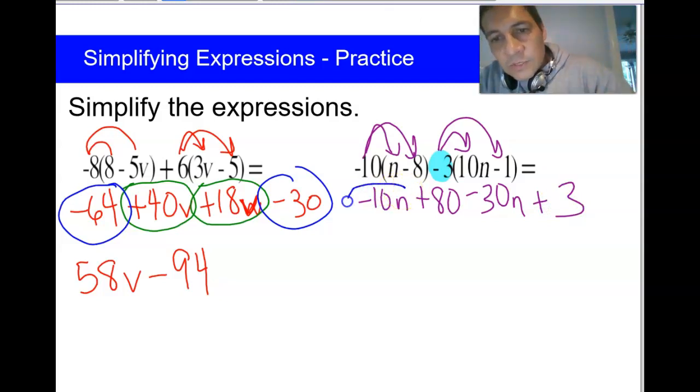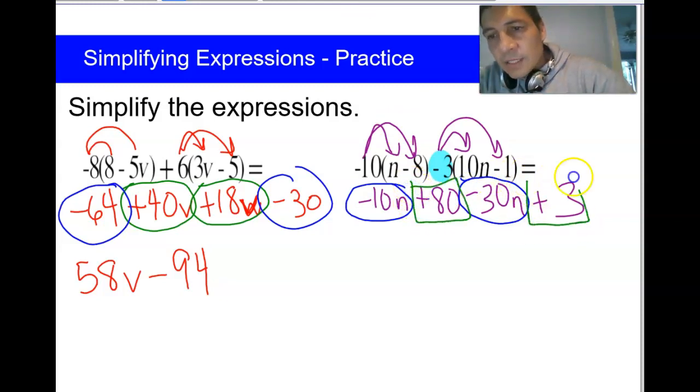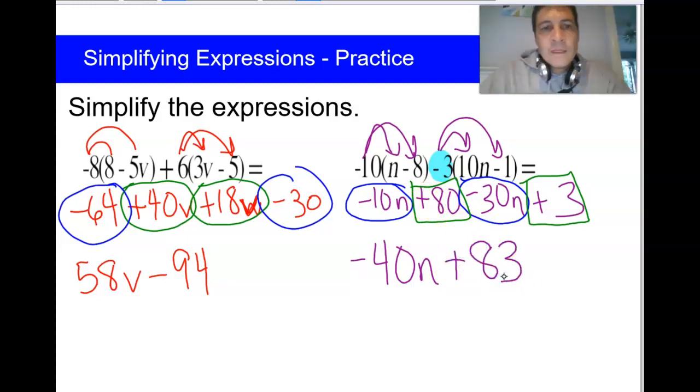Let's combine the like terms. Negative 10n, negative 30n, positive 80, and positive 3. Negative 10n minus 30n, negative 40n, positive 80 plus 3, plus 83. And that's how we can use the distributive property and combining like terms to simplify expressions.